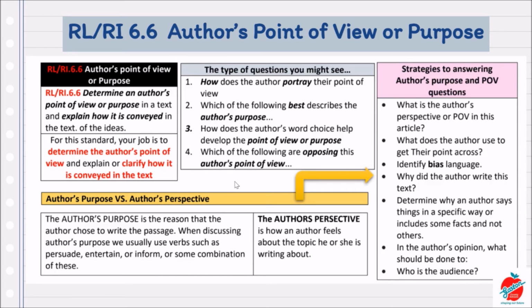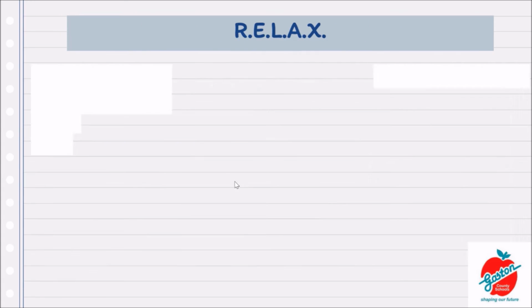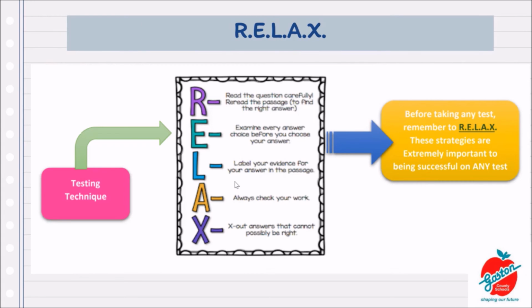Lastly, as we keep walking through this, I've added a test taking strategy that can help them in any subject matter. The R is read the question carefully, reread the passage to find the right answer. The E, examine every answer choice before you answer your question. L, label your evidence for your answer in the passage. A, always check your work. And X out answers that cannot possibly be right.